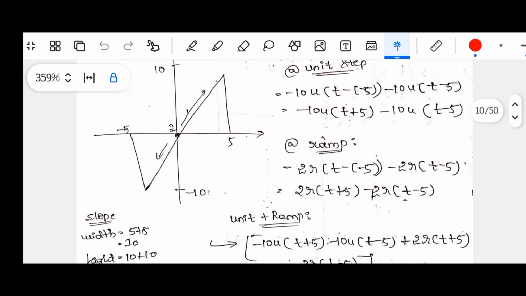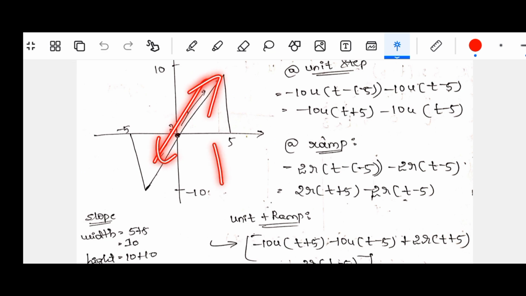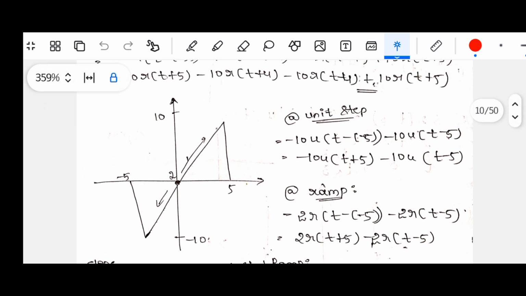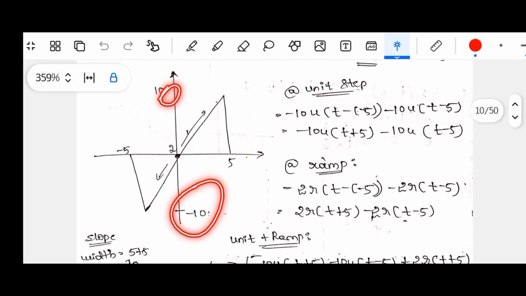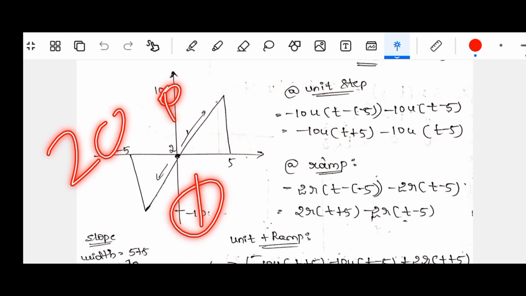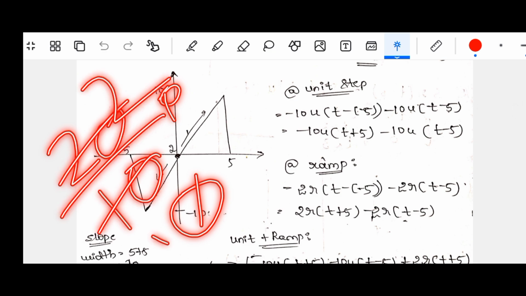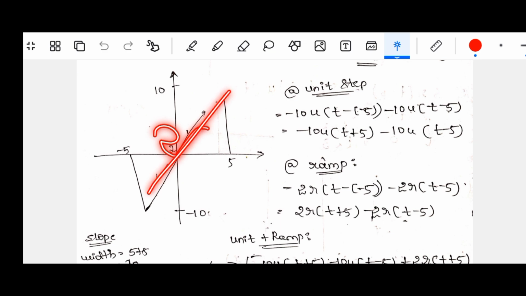Let's see it for the ramp signal. First we have to calculate this 2. How do you get this 2? Add first this 10, this 10. So 10 plus 10 will be 20, and 5 plus 5 will be 10. Therefore, 10 ones are 10, twos are 20. So we get the value here as 2. We have to find it like this.